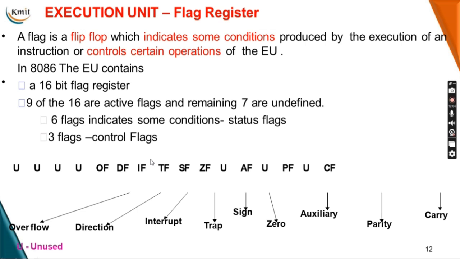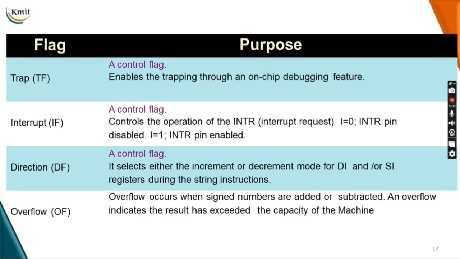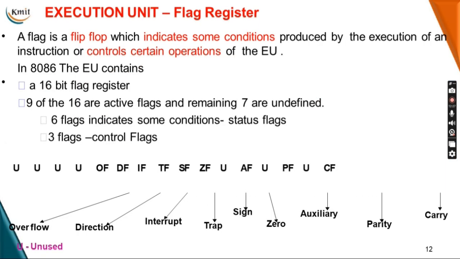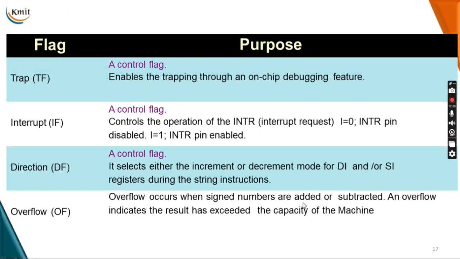So what are the 3 flags which control? First one is TF, nothing but the trap flag, which is a control flag. So the trap flag, direction flag and interrupt flag are control flags. Trap flag, interrupt flag, direction flag. These 3 are control flags. The remaining 6 are conditional flags or status checking flags.